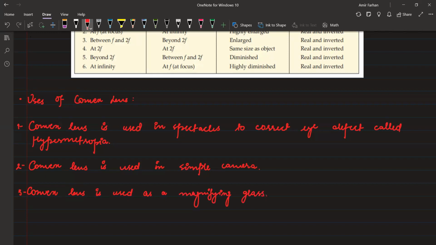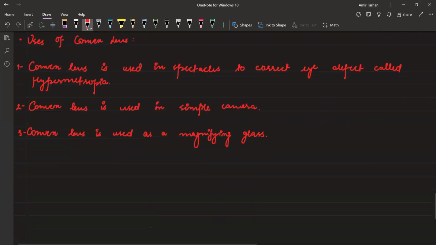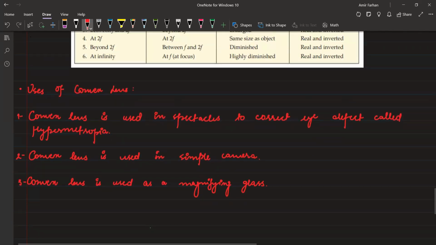Is this clear to all of you? Please let me know once. Any doubts so far to anybody? No, sir. Are you sure? Yes, sir. Okay, theek hai. So this is all about the convex lens, everyone.